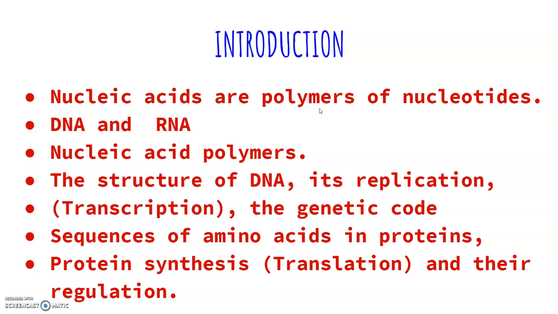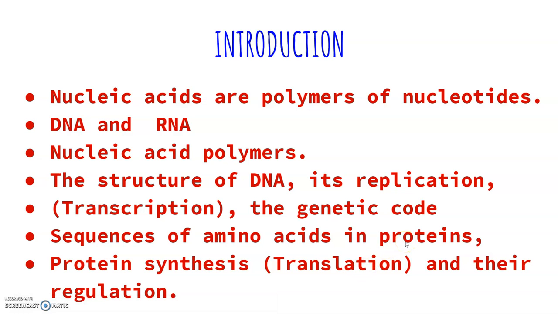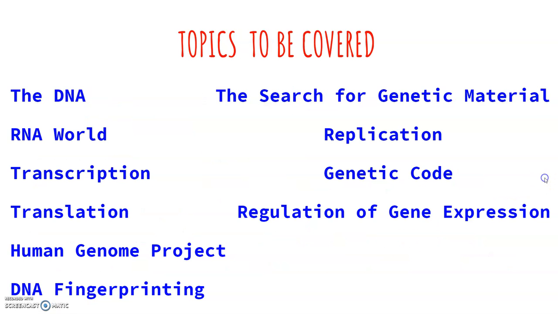So in this chapter we are going to discuss the structure of DNA, its replication, the process of making RNA from DNA, so that is called transcription. And the genetic code which determines the sequence of amino acids in proteins, the process of protein synthesis, that is translation, and their regulation also. So this we are going to study in this chapter.